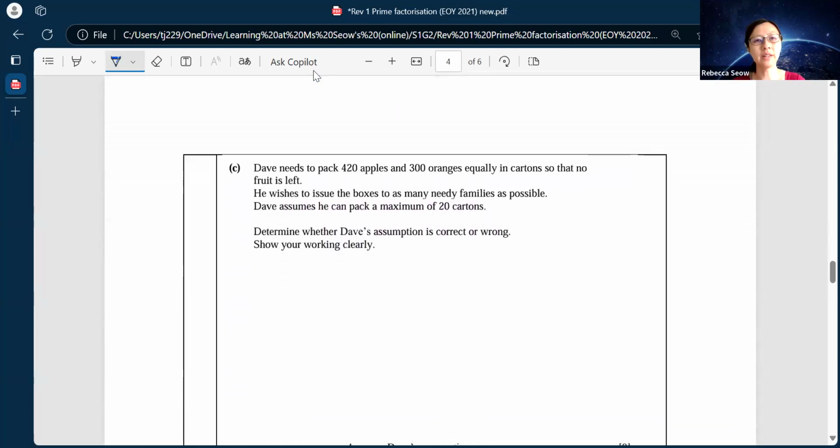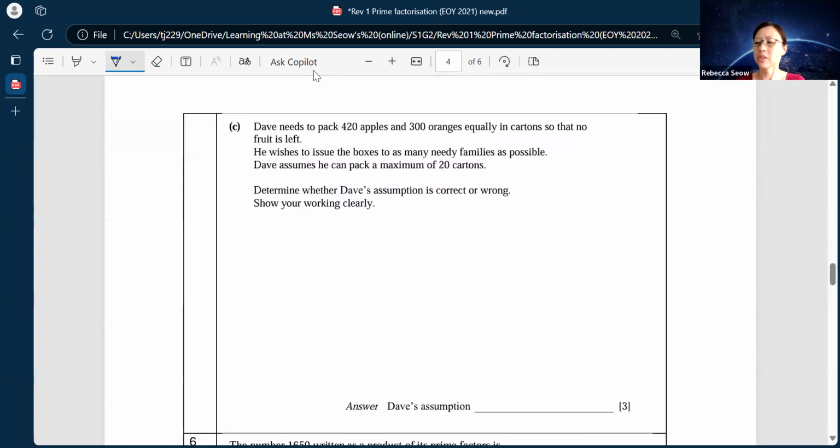Let's take a look now at question C. So for question C, it's mentioned that Dave needs to pack 420 apples and 300 oranges equally into cartons so that no fruit is left. He wishes to issue the boxes to as many needy families as possible. Dave assumes he can pack a maximum of 20 cartons. So we have to determine whether his assumption is correct.